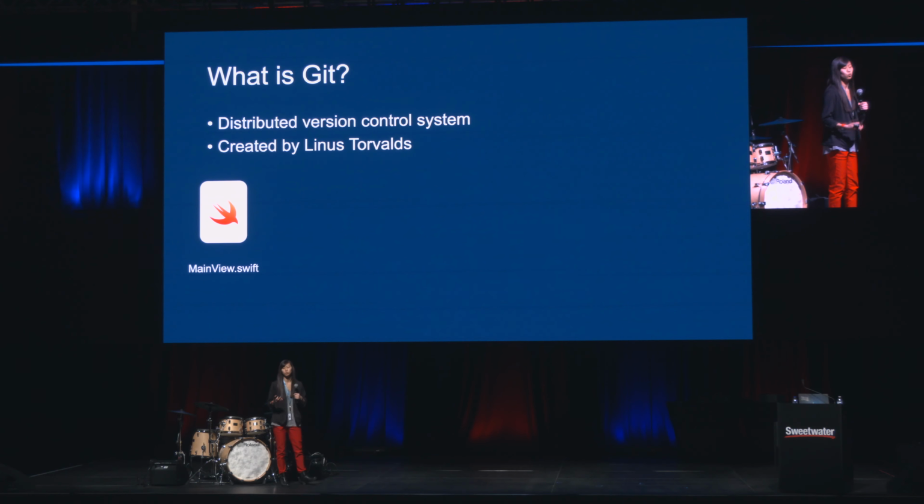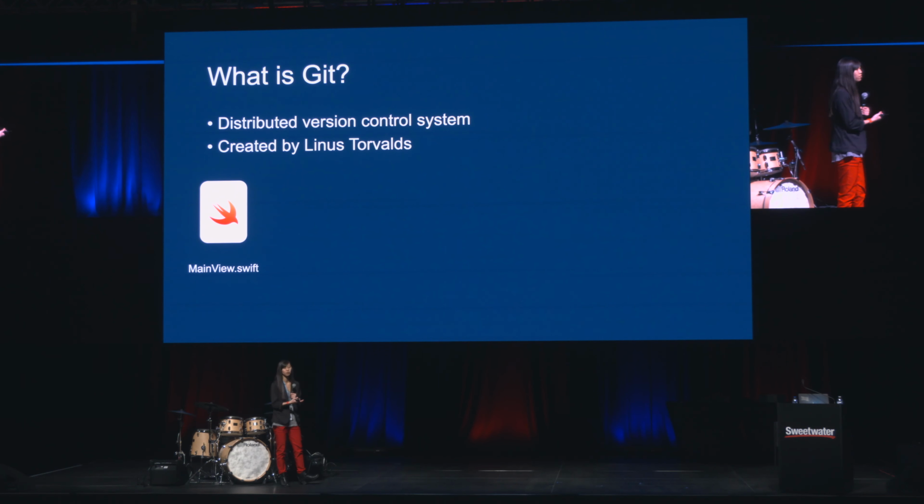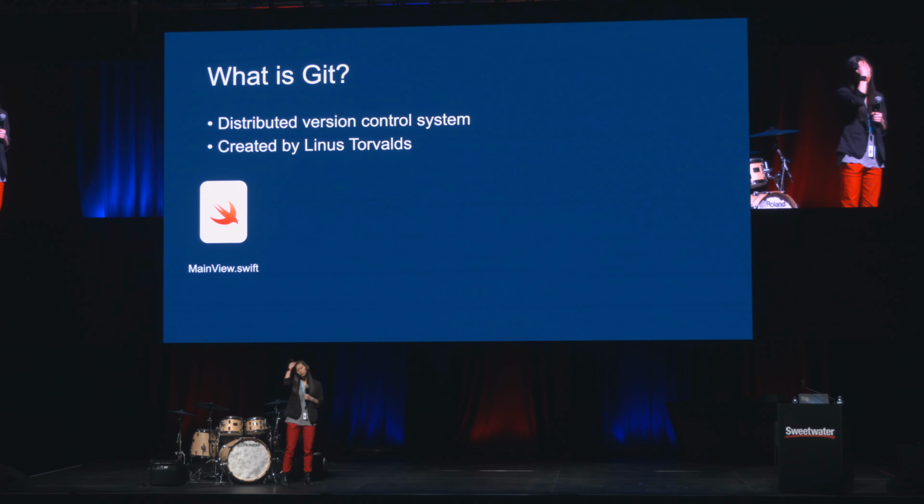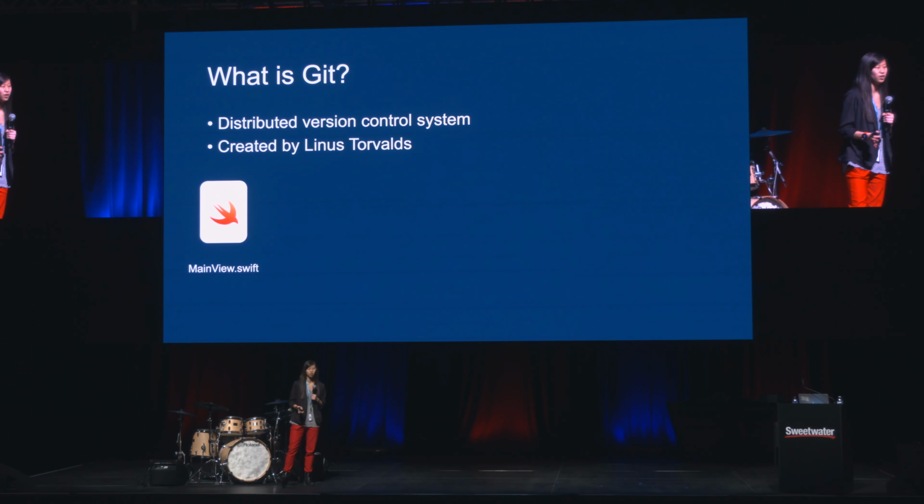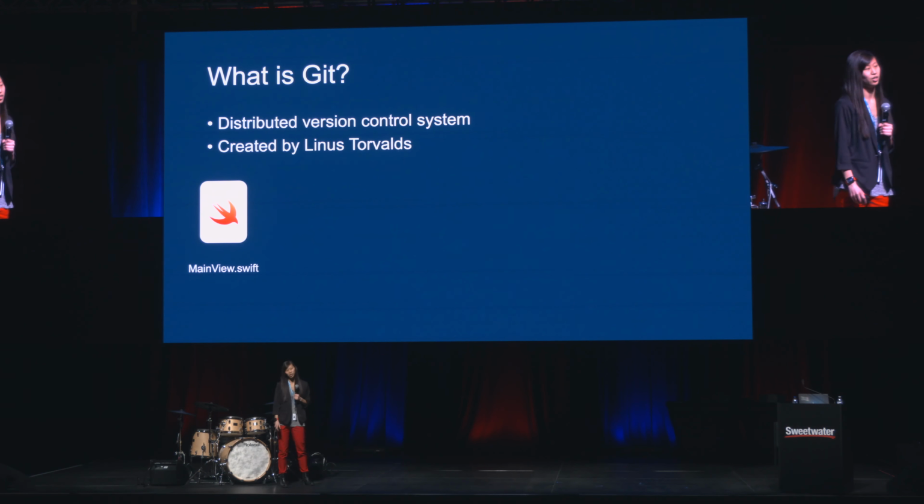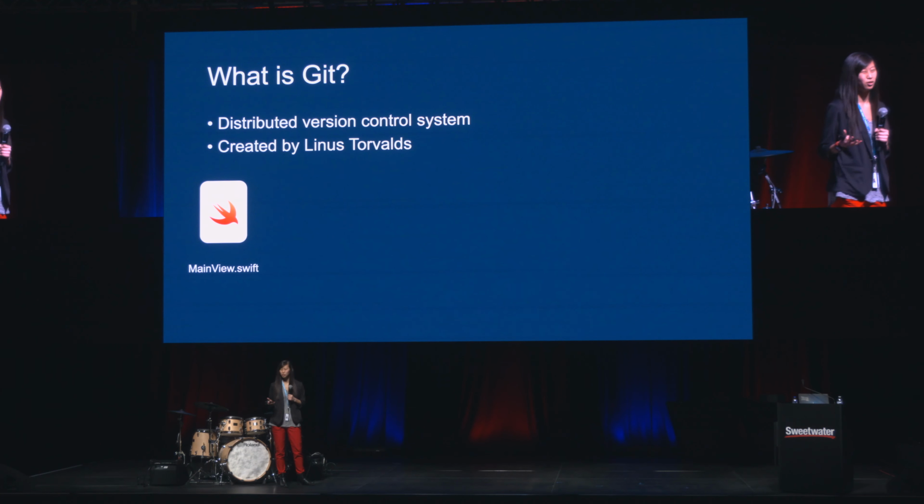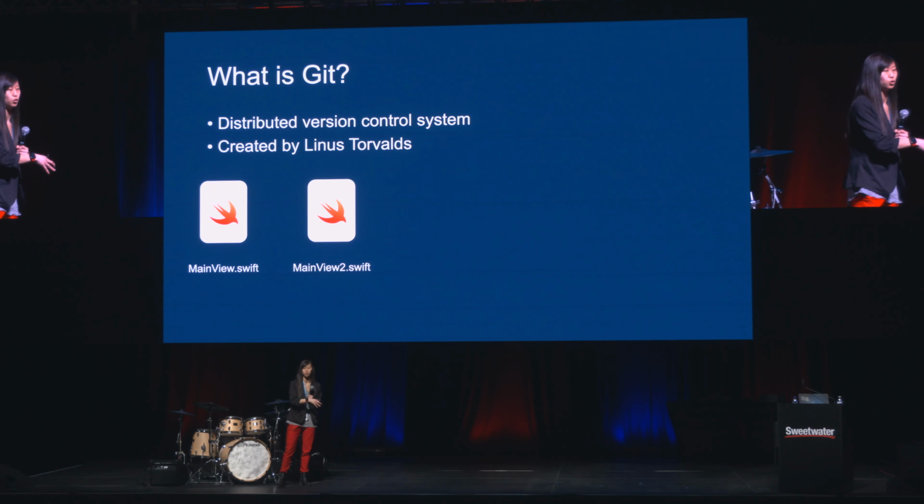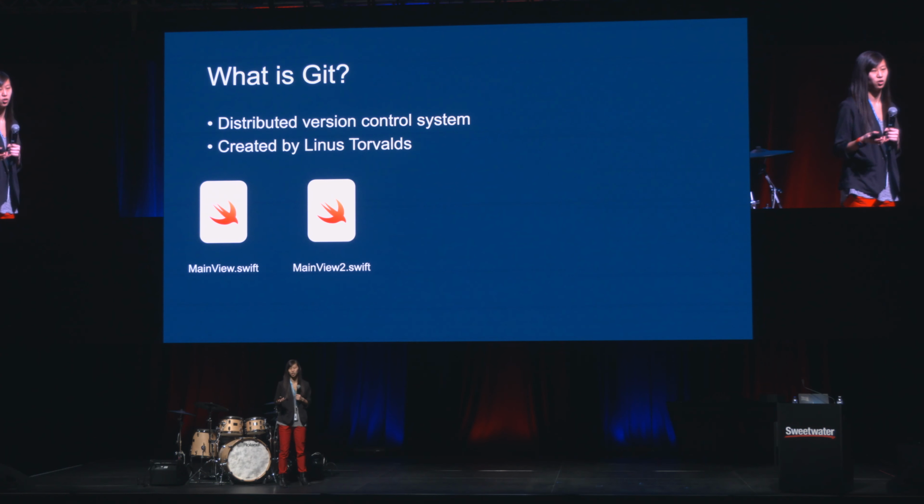So when you begin programming, you'll have some kind of file. For example, mainview.swift. And then you're like, OK, this is a good file, I like this. But then somebody comes up and is like, hey, let's add this brand new feature to this. So you're like, OK. But you don't want to lose any of the progress that you have at this point. So you create a new file, just mainview2. So then you have a copy of your old one.